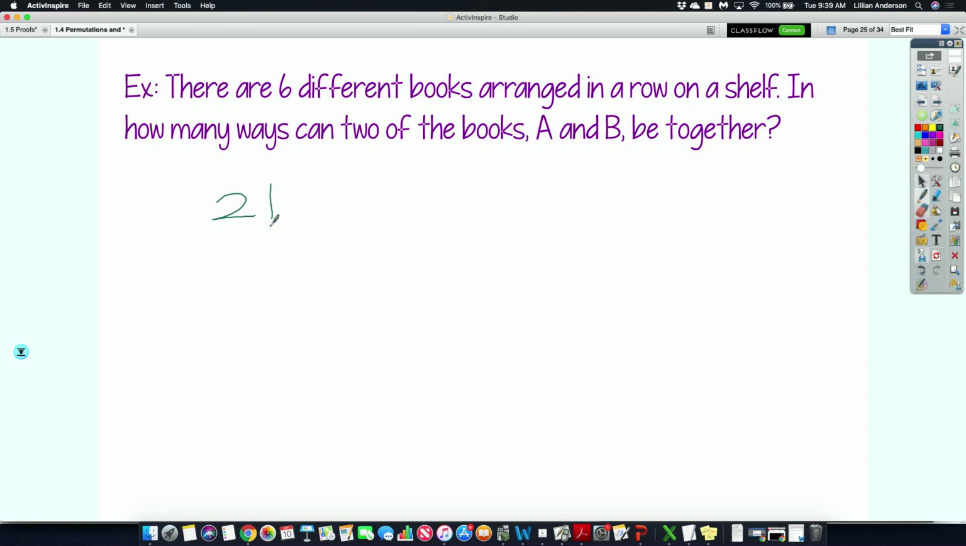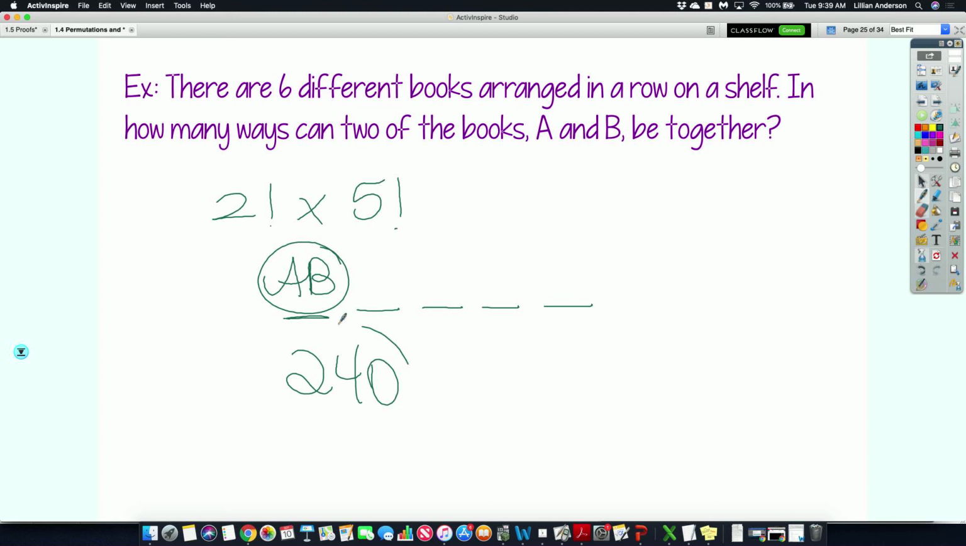Did everybody catch that? Yes. So once A and B are together, they're basically a set. And then there's still 4 other books that need to be arranged along with that set of A and B or B and A together. So then that becomes technically 5 factorial, and then you multiply those together. Now I think you guys did it a different way, but you still got there. So then you get 240.